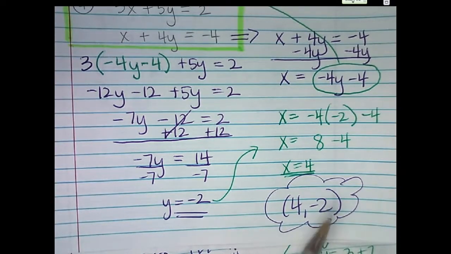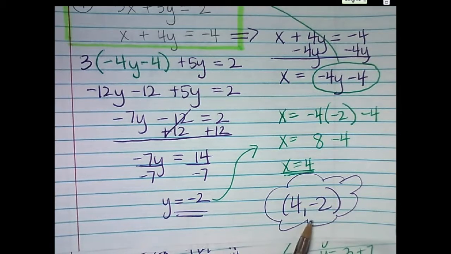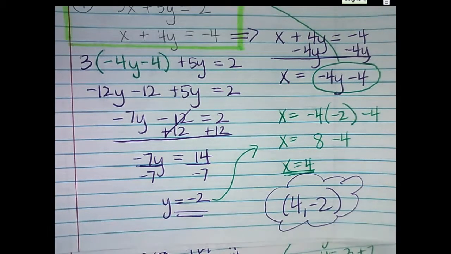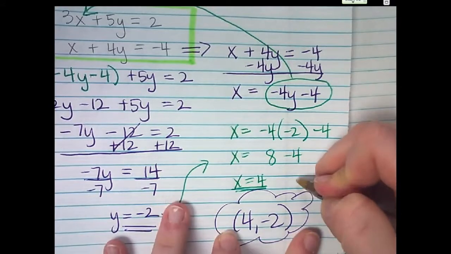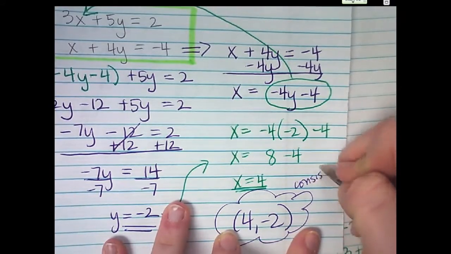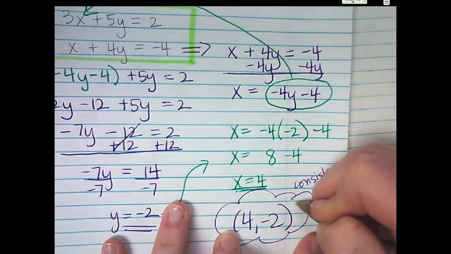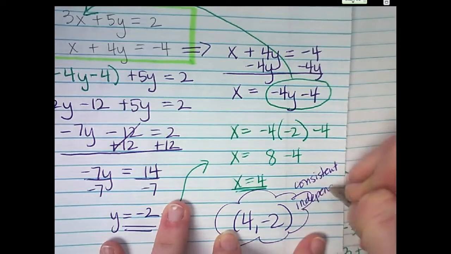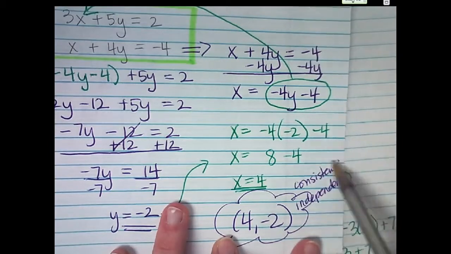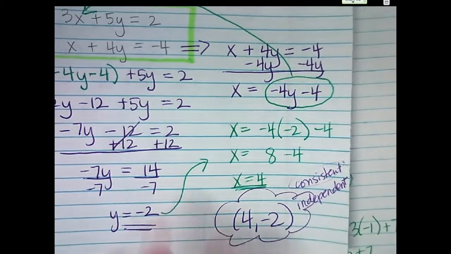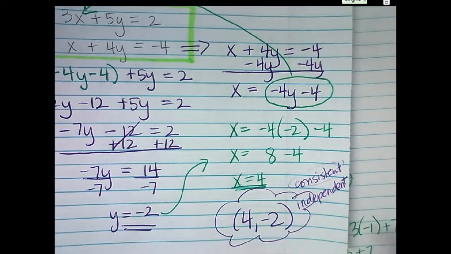When you get one solution like this, what kind of lines do you have? Yeah, where they just touch one time. Do you remember what that's called? One solution is consistent. Oh, there we go. Independent. Independent and consistent. Remember, consistent just means yes, there's a solution. Whether it's one or infinite, it's consistent.